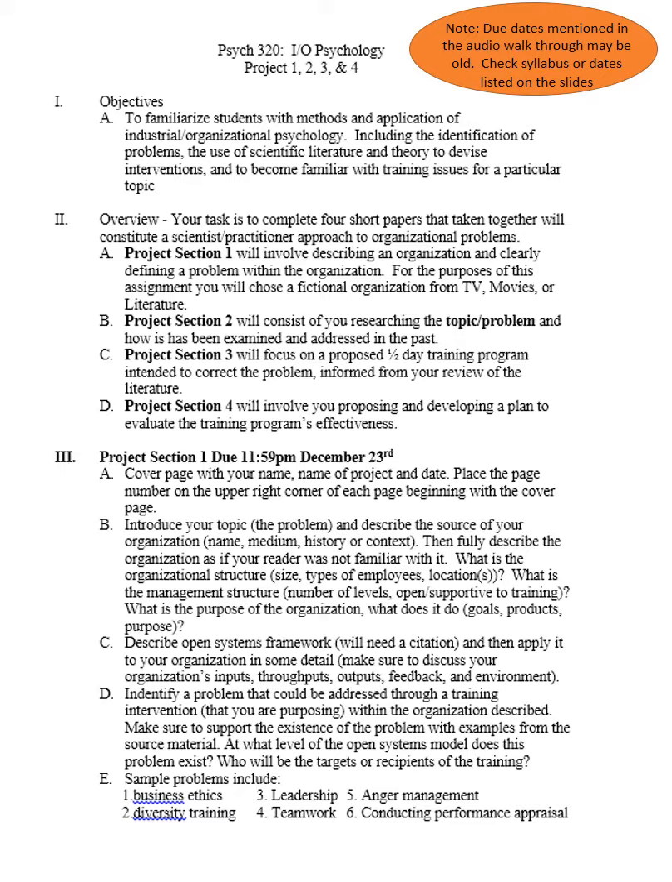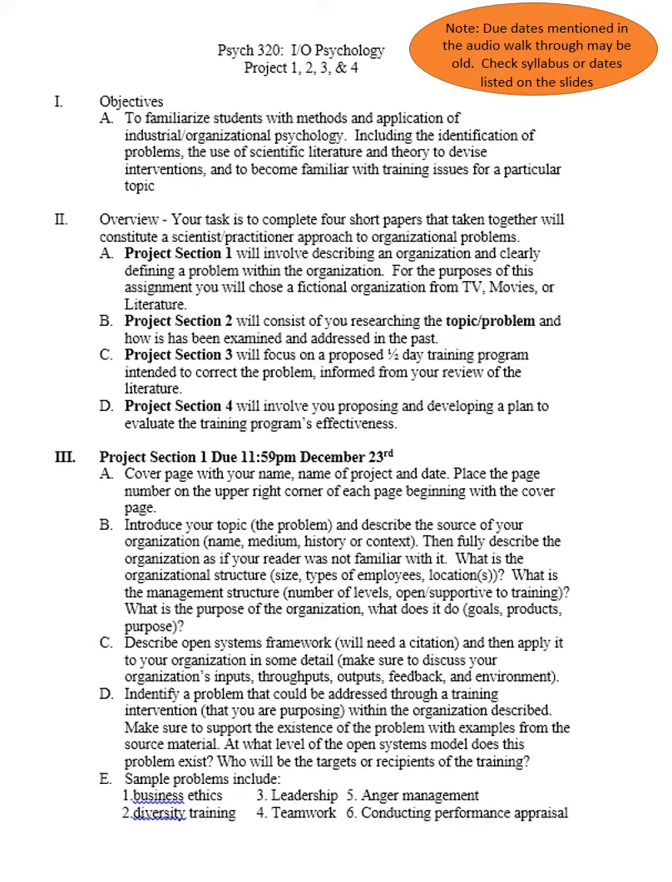The third part of this project, so the third paper, will be focusing on proposing a half-day training program intended to correct the problem. So again, depending on what you're choosing, it may be a training program for the entire organization. It may be a training program just for lower-level employees or entry-level employees. It may be focused at only groups and teams. It may be focused at leadership. But you're basically going to, based on the research you reviewed, propose a training program to correct the problem. And this definitely needs to be informed from your review of the literature.